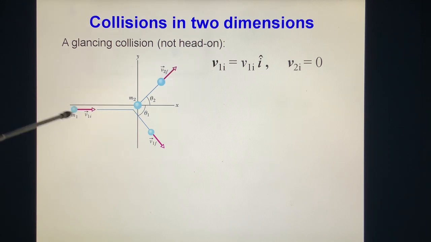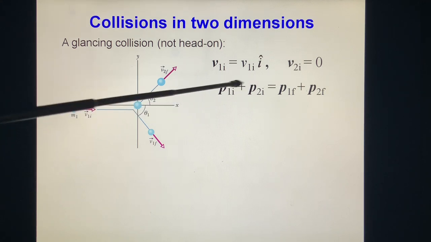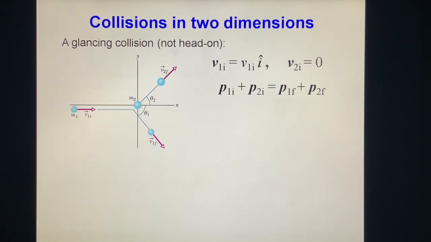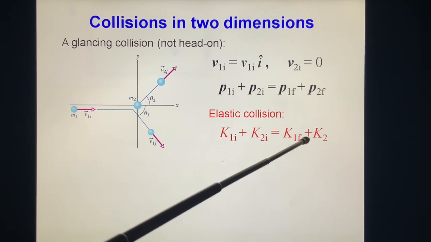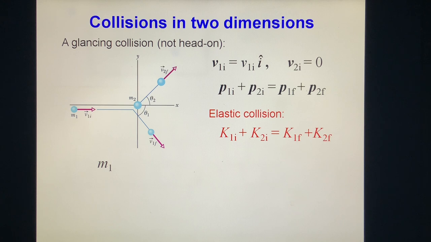V1 initial hits the target along the x direction, and the target's V2 initial is zero. After the hit, they split into two directions, so linear momentum is conserved in both the x direction and the y direction. For an elastic collision, you have energy conservation: K1 initial plus K2 initial equals K1 final plus K2 final.